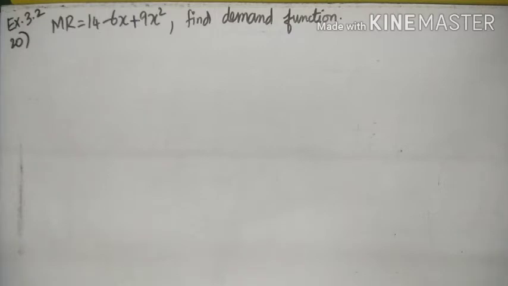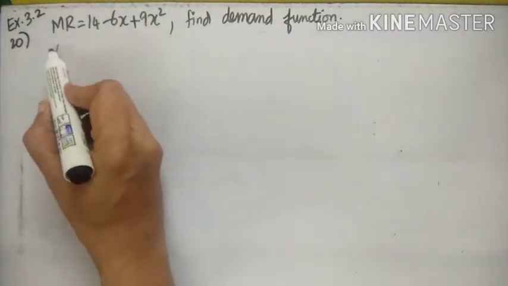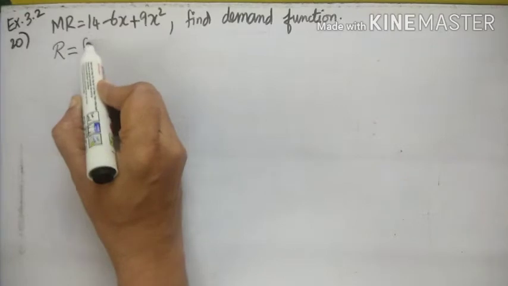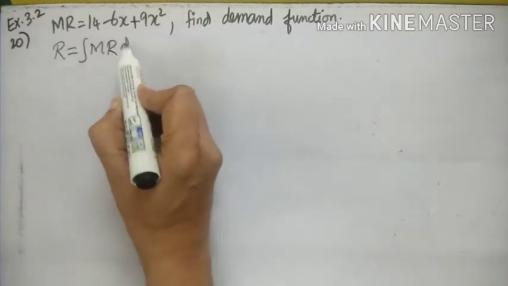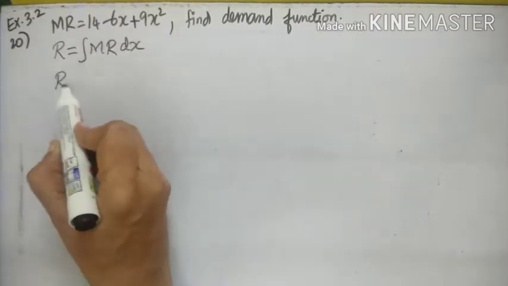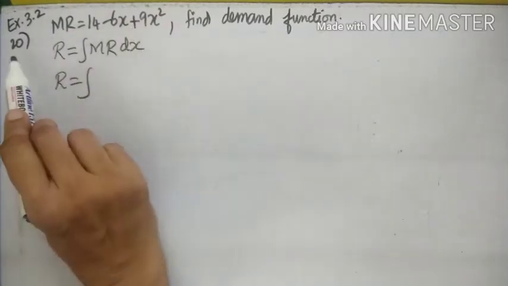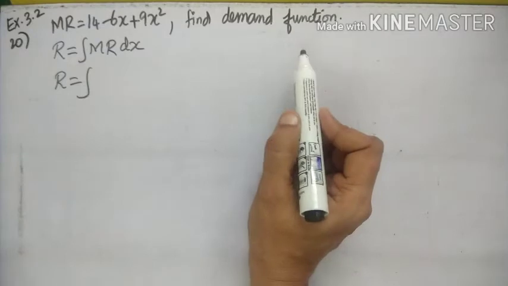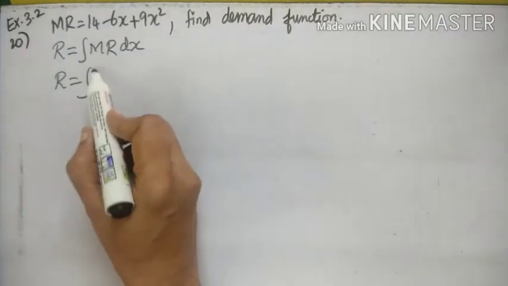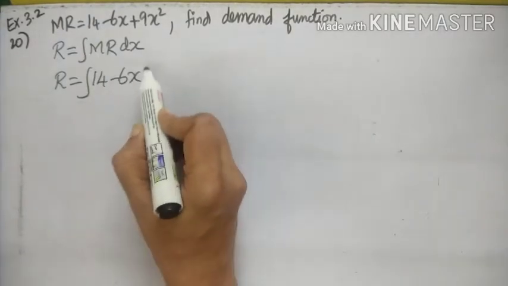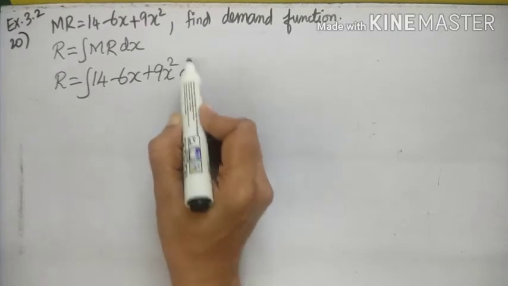In the previous class, we learnt how we proceeded to C from MC. The same old procedure today we will do to find R from MR. So, R equals integral MR dx. Given MR, 20th question, we need to find the demand function. MR is 14 minus 6x plus 9x square dx.